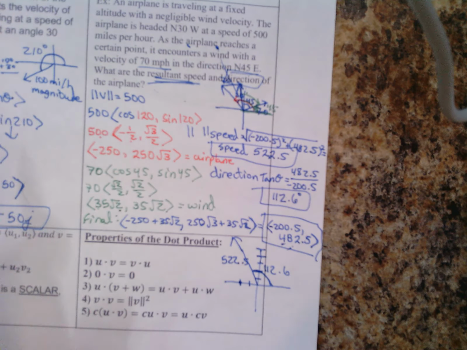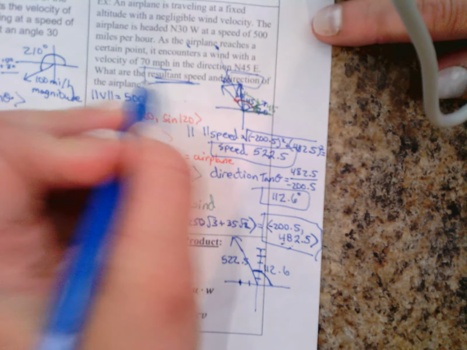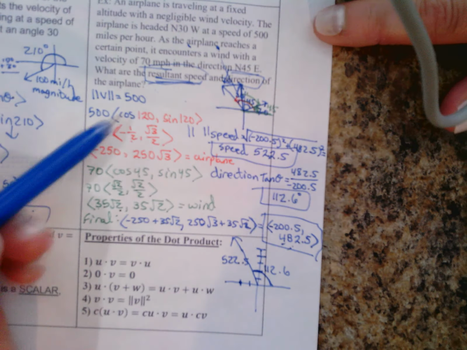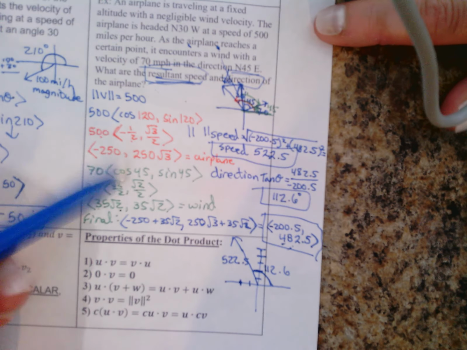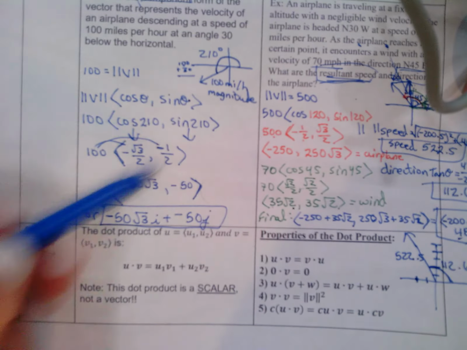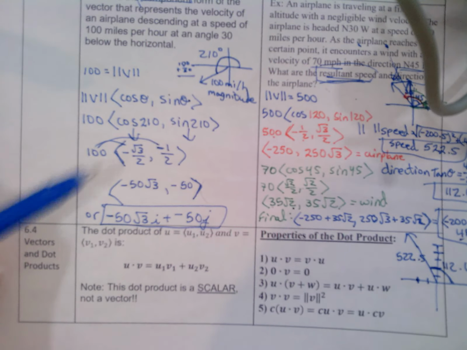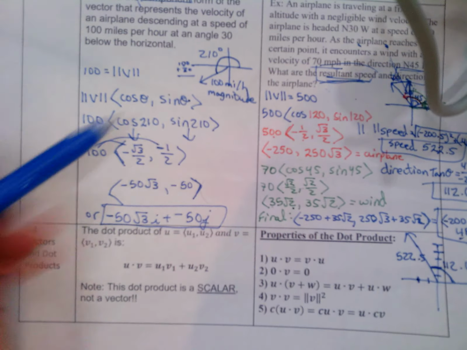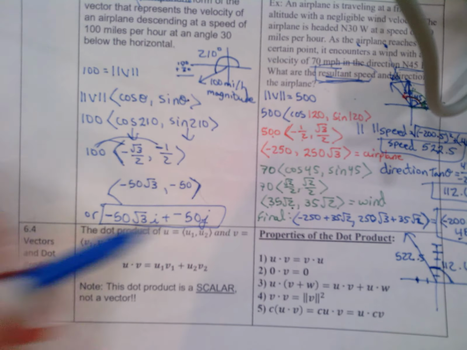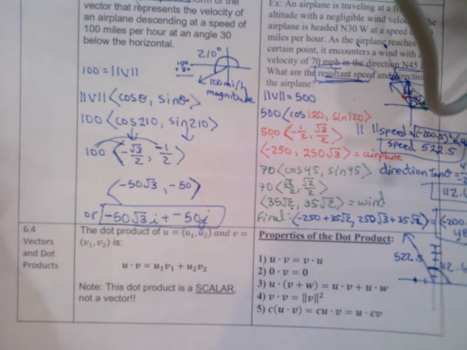I know this is a lot of work, but anytime you're finding a resultant speed and direction, you're going to have to combine these, add them together. This one right here was just one single vector, where we were given the speed and the direction angle, and we had to find the vector. So make sure that you know the difference between those two.